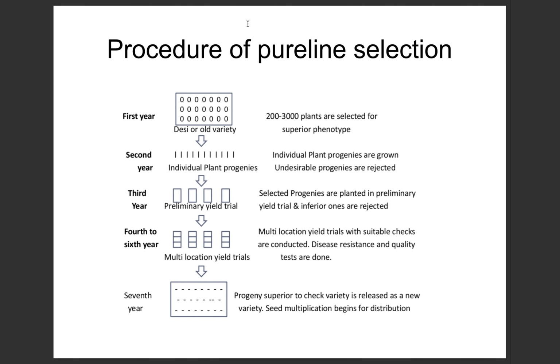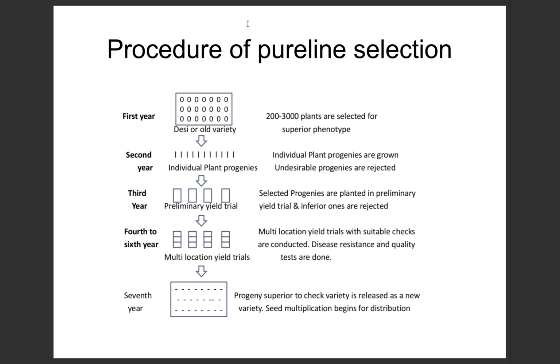And now, if we see the procedure of pure line selection, initially during the first year, about 200 to 3000 plants are selected for superior phenotype and a superior phenotypic character. And then these are raised in the first year and individual plants are subjected to harvesting wherein seeds are harvested from each plant separately. And in the second year, the seeds harvested separately are planted and undesirable progenies are rejected.